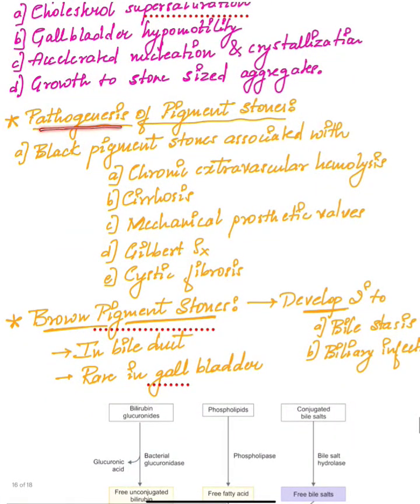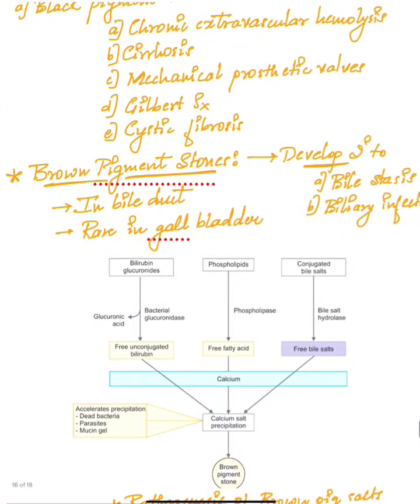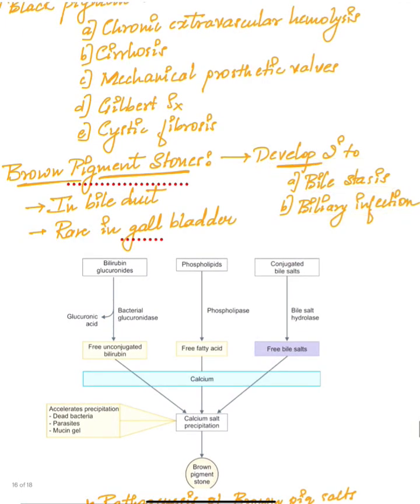Now coming to pathogenesis of pigment stones, there are two types, mainly black pigment and brown pigment. The black pigment stones are associated with chronic extravascular hemolysis, cirrhosis, mechanical prosthetic valves, Gilbert syndrome, cystic fibrosis. Now coming to brown pigment stones, they develop secondary to bile stasis and biliary infection. They are mainly seen in the bile duct, rare in the gallbladder.